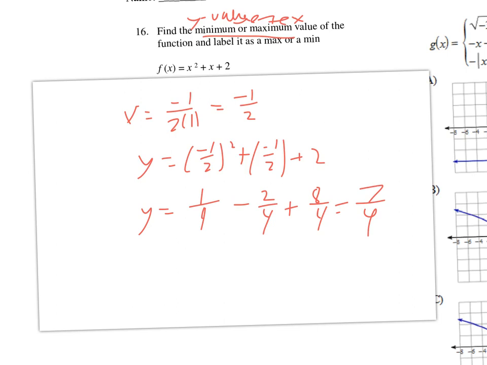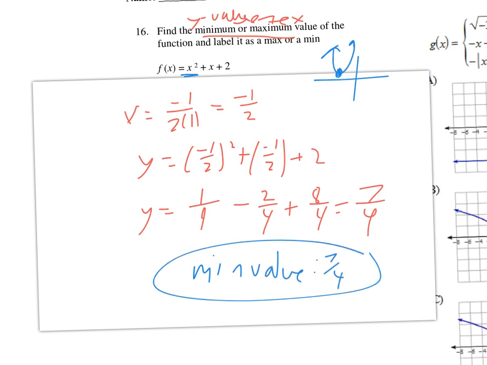And so next thing I need to decide, is it a min or a max? That's really based on the a value. So since that's positive, I know that this is an upward facing parabola. It probably looks something like that. And so obviously its vertex here is at the minimum. So min value is 7 over 4.